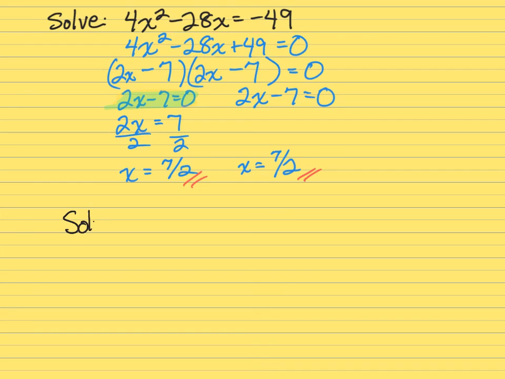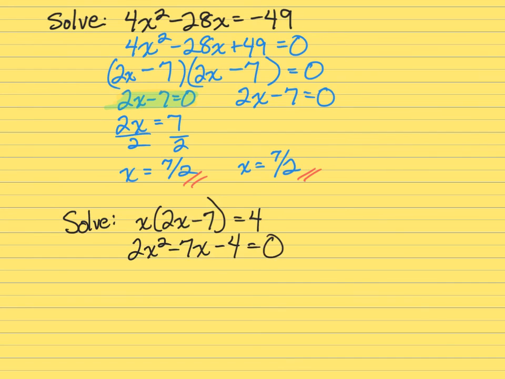Solve x times 2x minus 7 equals 4. Now there's some problems with this one, and the problem is we don't have a 0 over here where we need it. All right, so 2x squared minus 7x minus 4. So I'm doing two things at once. I move the 4 across, and then I'm also distributing the x through. And now it's in the form that I want.